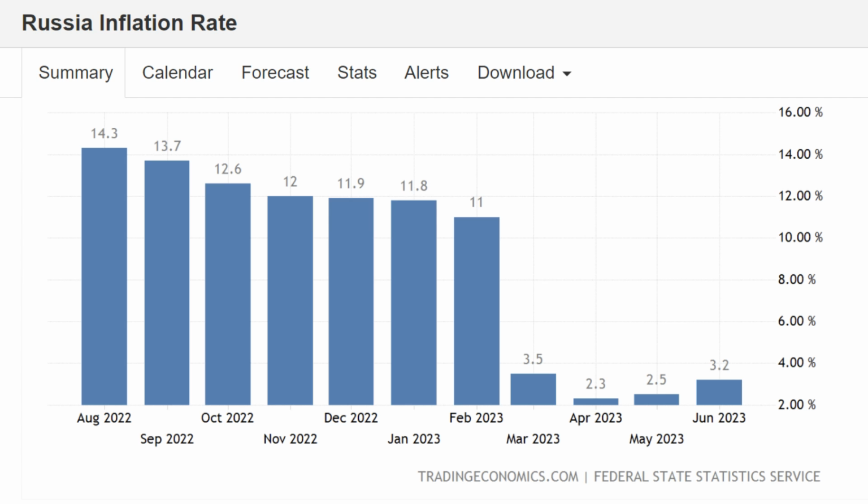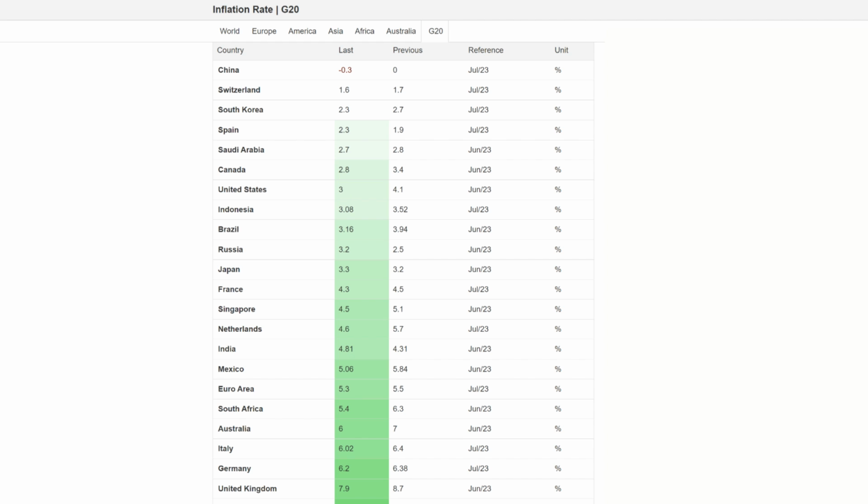And in fact, in March and April, there was a dramatic fall from 11% in February to 3.5% in March and 2.5% in April, which was exactly the same time that the value of the Russian ruble was reducing significantly. Now, in May and June, there has been a very slight increase in the level of inflation, and it's now sitting at 3.2%. But when you compare that to the rest of the countries in the G20, Russia currently has one of the lowest levels of inflation.